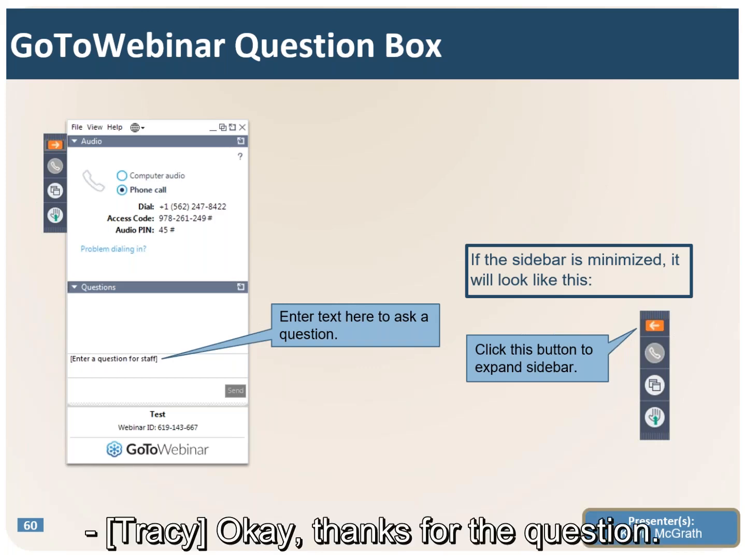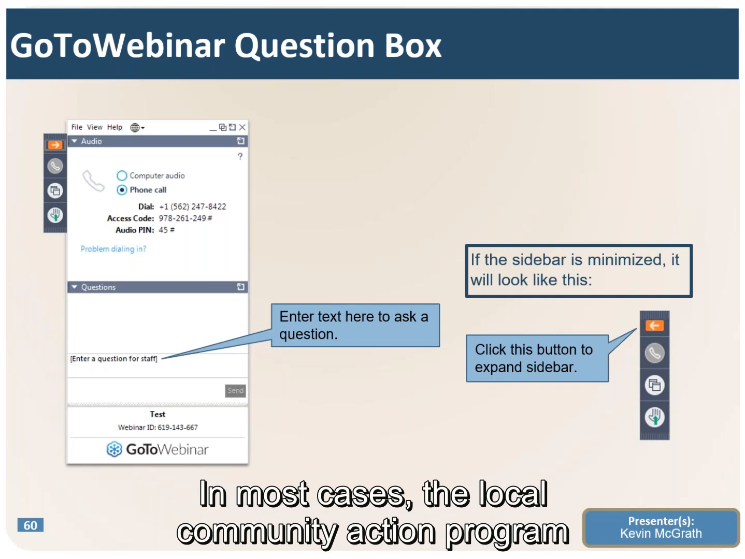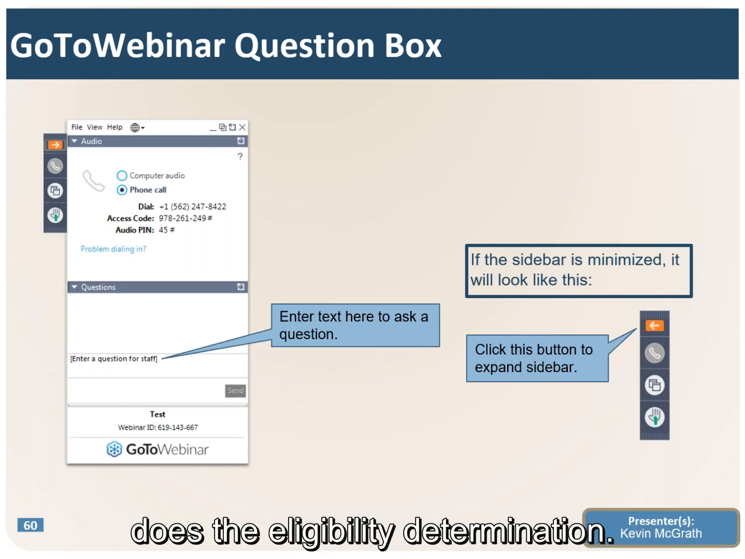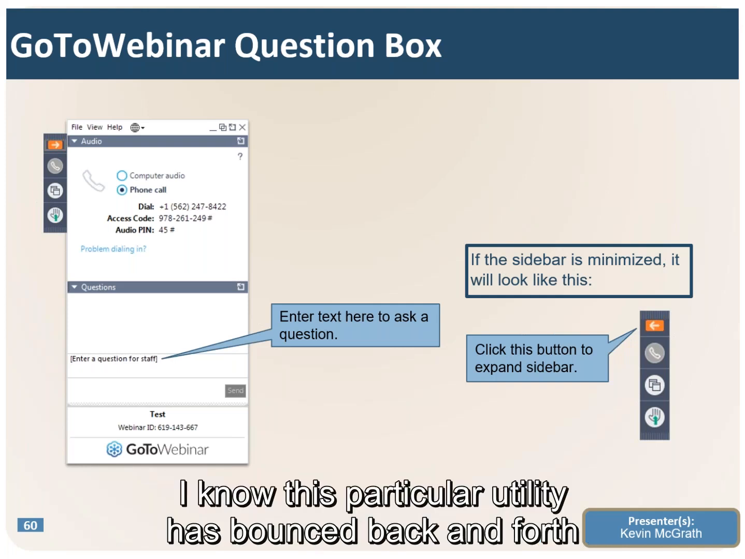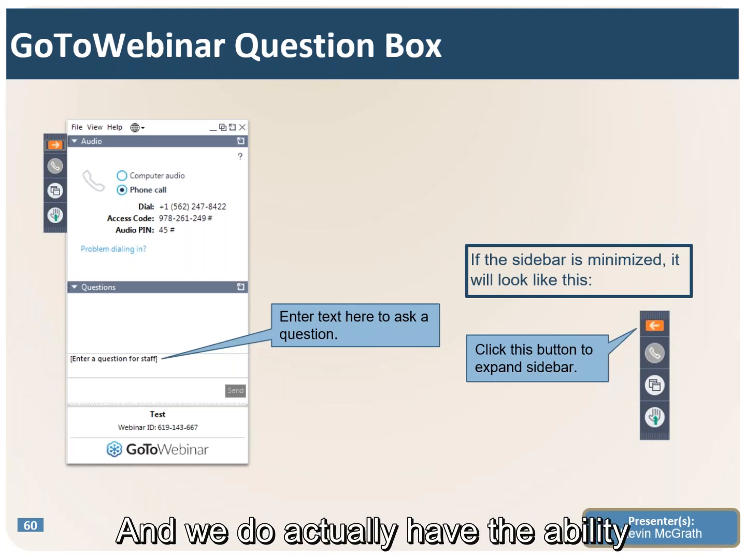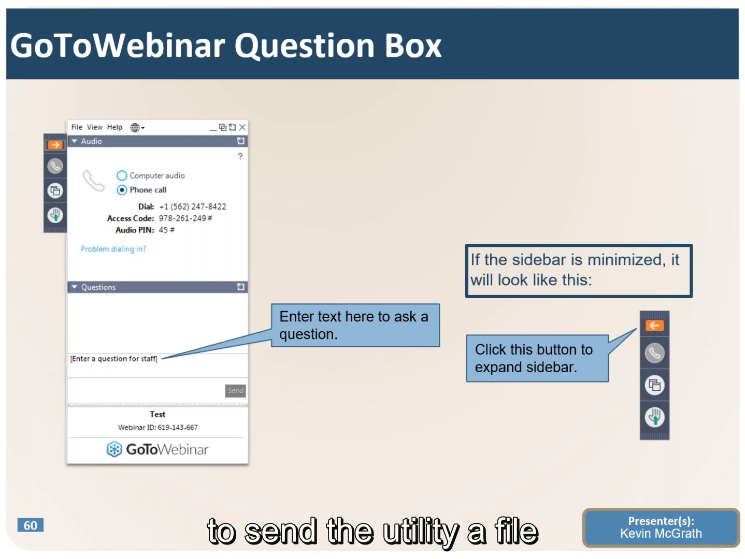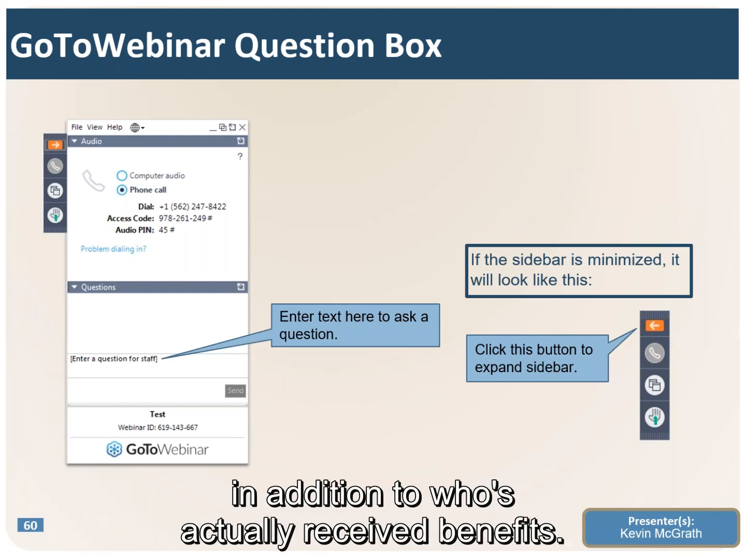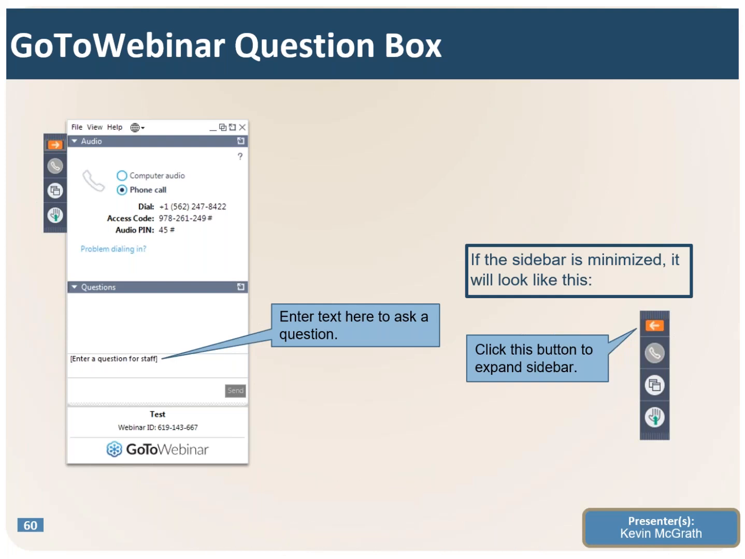Okay, thanks for the question. In most cases, the local community action program that runs the LIHEAP program in the area does the eligibility determination. I know this particular utility has bounced back and forth where they've done it themselves. And we do actually have the ability to send the utility a file to indicate who has been determined eligible in addition to who's actually received benefits. Thank you, Tracy.